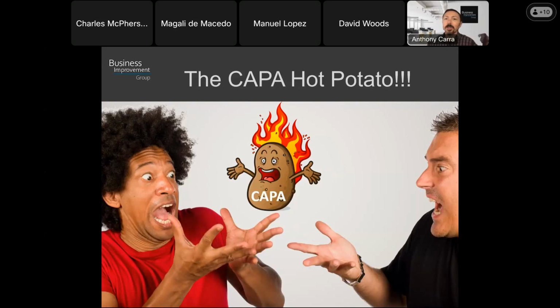So first off, the CAPA hot potato. I don't think I've been in an organization yet where people are lining up to accept CAPAs. A lot of times, the folks who own a CAPA very often get voluntold that they're going to own this particular CAPA, and usually it gets tossed off and handed off. But it doesn't have to be that way.